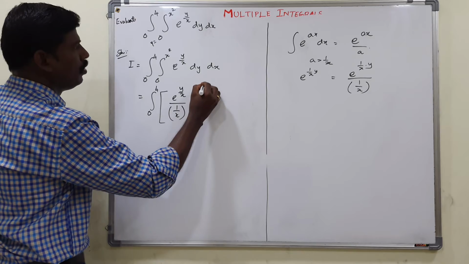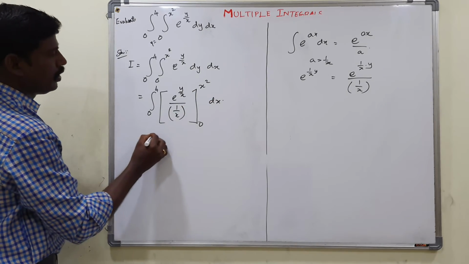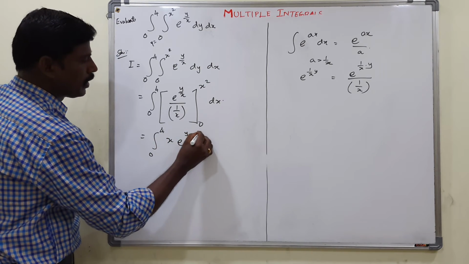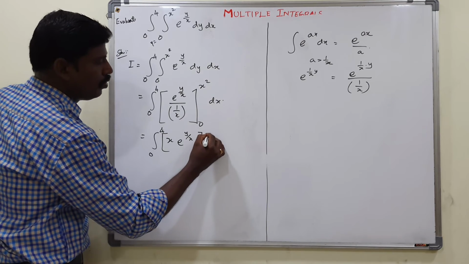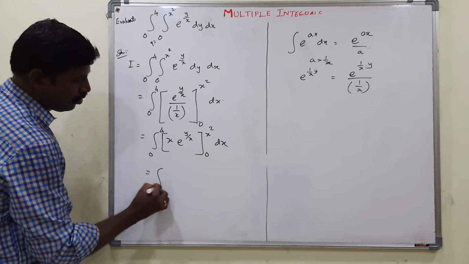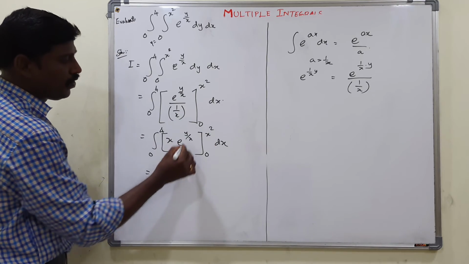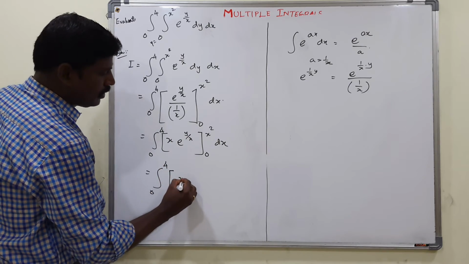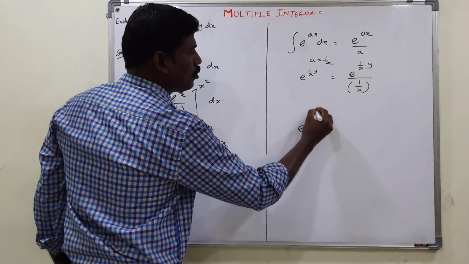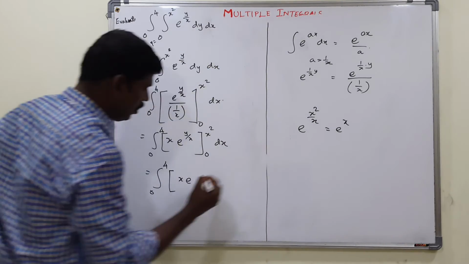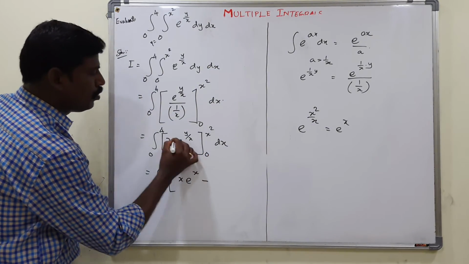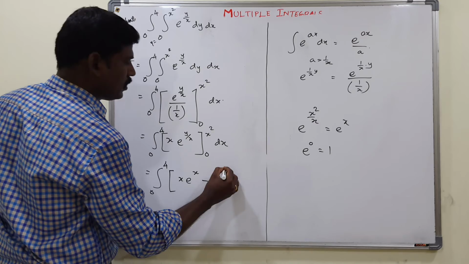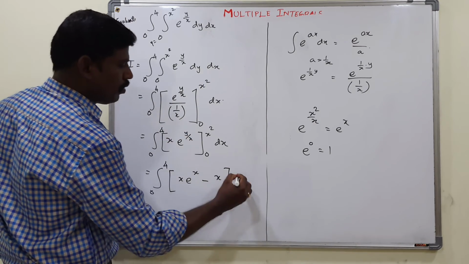So 0 to x square dx, integral 0 to 4. This can be taken into the numerator, so x into e power y by x. The limit for y is 0 to x square. Now apply the limit for y, not for x. Carefully substitute it here. Substituting the upper limit, x into e power x square by x, that is e power x. So x into e power x minus, substituting the lower limit here, x into e power 0. E power 0 is 1, so it is x.